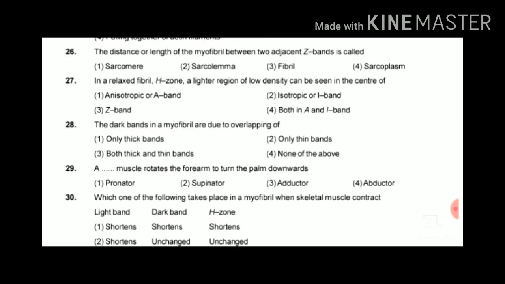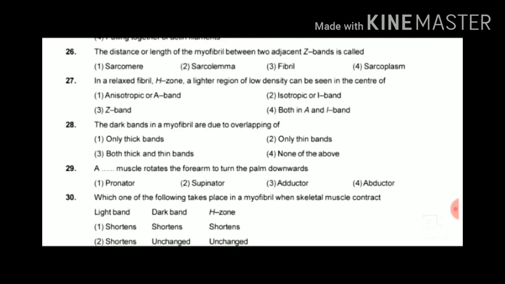Next is question number 29. A dash muscles rotate the forearm to turn the palm downward. Number 1, pronator. Number 2, supinator. Number 3, adductor. Number 4, abductor. Pronators and supinators are the two muscles present in the forearm, which help to turn the palm downward and upward. The pronator helps in turning the palm downward, whereas the supinator helps in turning the palm upward. Whereas adductor and abductor are the two muscles present in the hip region. So the answer is option number 1, pronator.